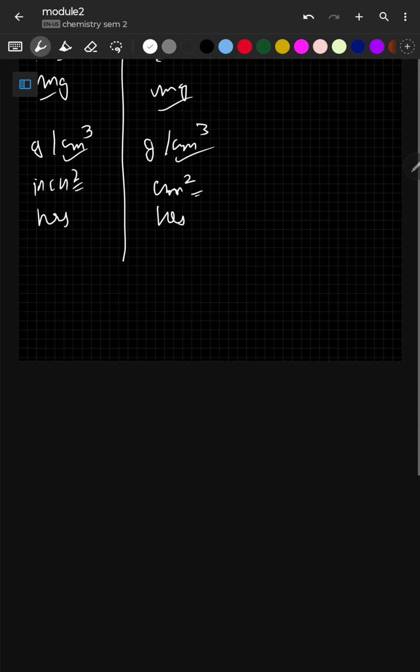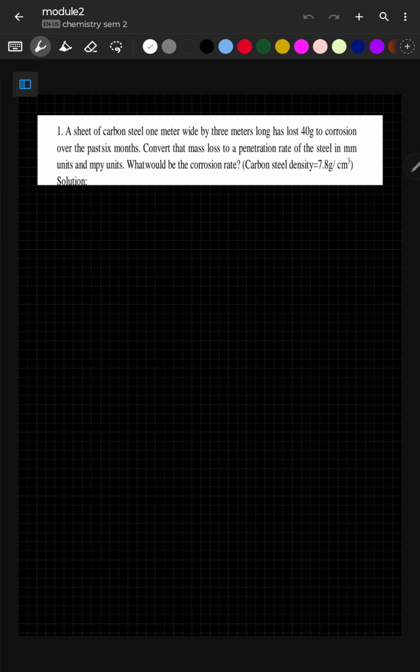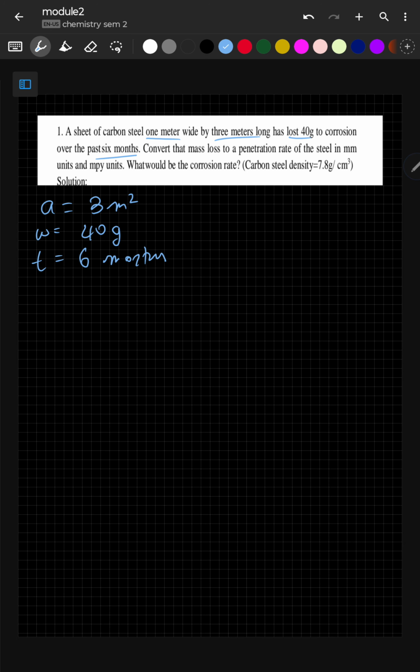So let's start with the first question. I've got a set of 10 questions to solve, so that it's a good practice. A sheet of carbon steel 1 meter wide by 3 meters long has lost 40 gram to corrosion over the past 6 months. So area is given as 3 meter square, weight is given as 40 gram, and time is given as 6 months, that is half a year, so I can write 0.5.